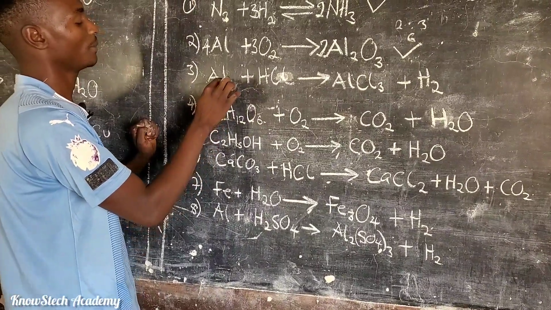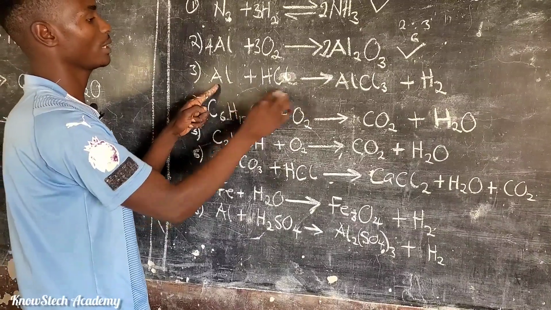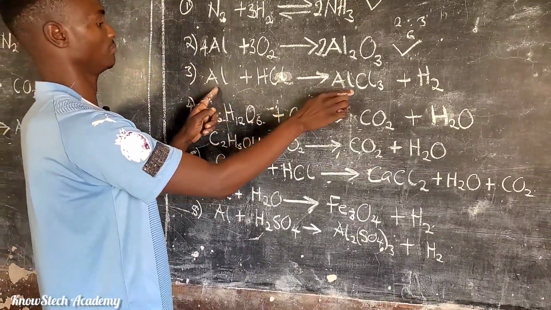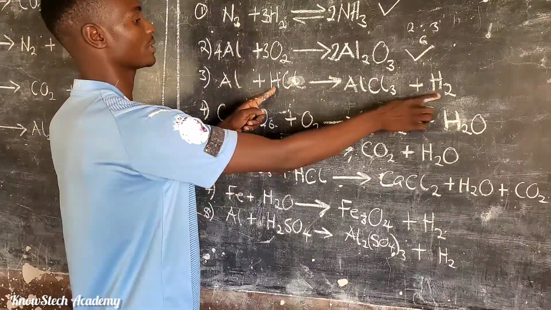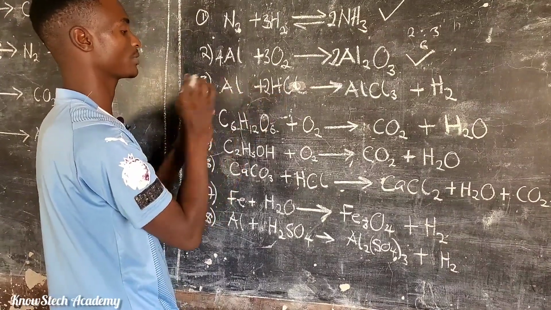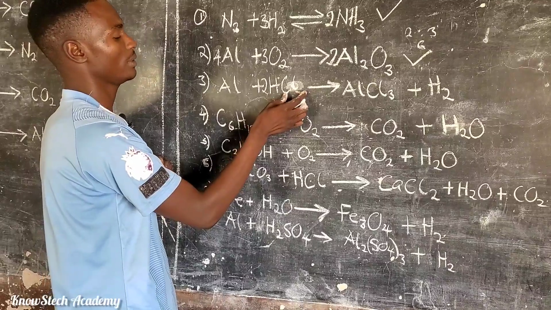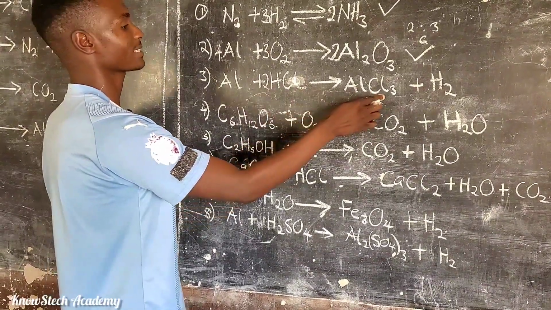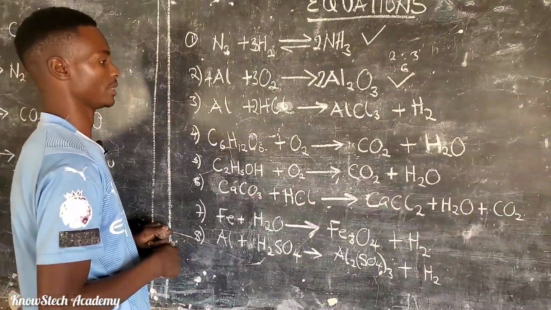So, this aluminum here, the number of atoms of aluminum we have is 1, and the number of atoms of aluminum we also have here is 1, so it's balanced. Then hydrogen 1, hydrogen this side we have 2. So we're going to put a 2 here so that hydrogen also balances. Then chlorine is 2 because of these 2. Then the other side here, the number of chlorine atoms is 3.